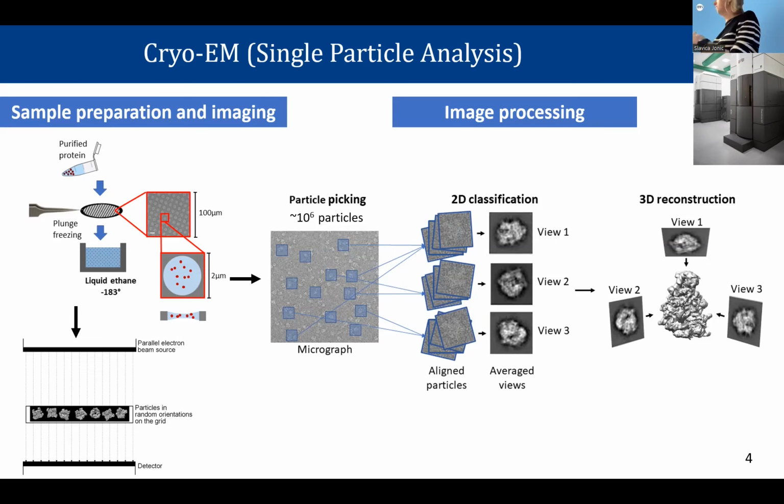But this is not the reality, because, as I said, the complexes are flexible, so they are slightly different, and in random orientations that we need to determine. So we collect many images like this, and from these images we need to extract what we call particles, in individual images. We collect several million particles, and then we need to process them to obtain their views. So we need to determine their orientations.